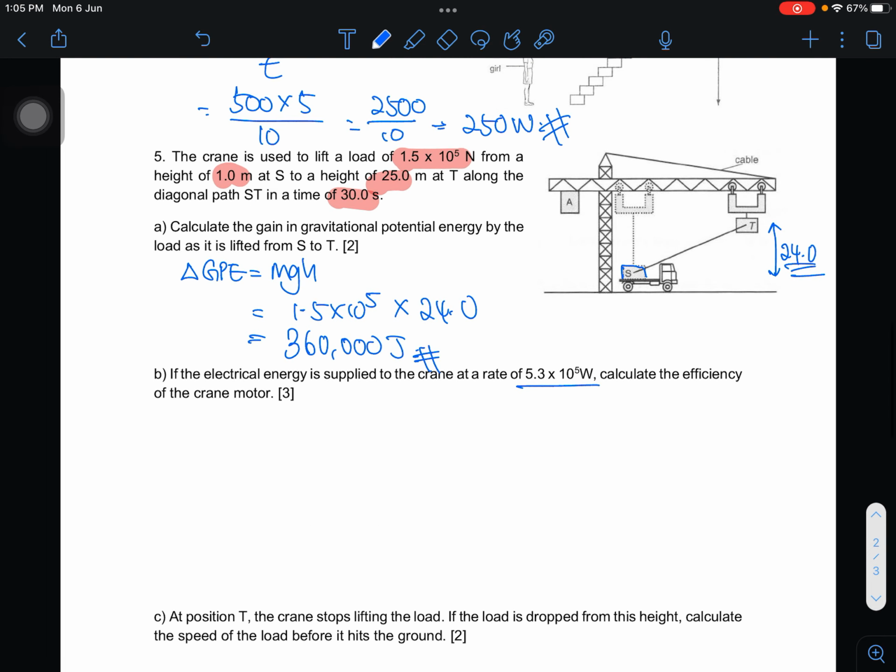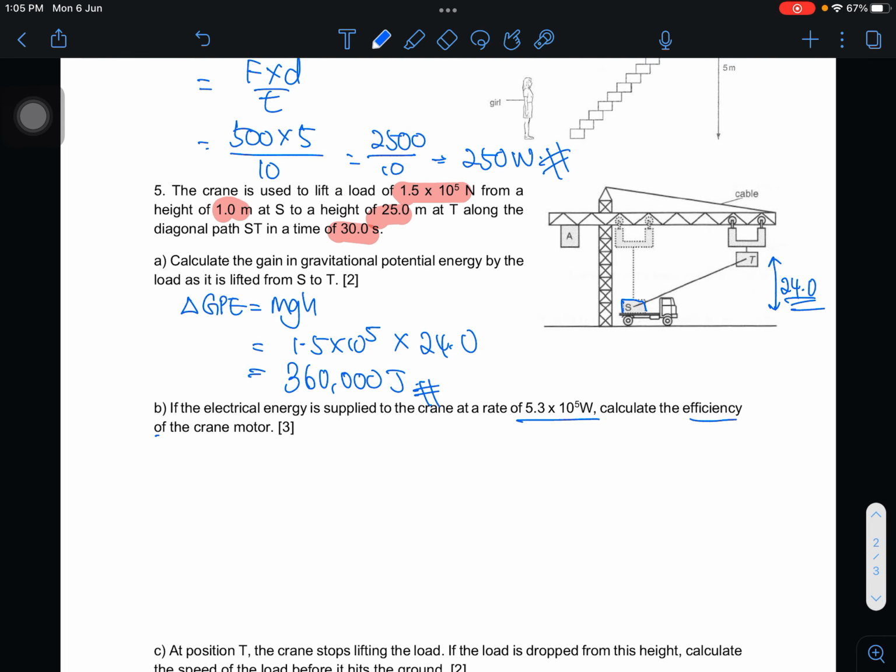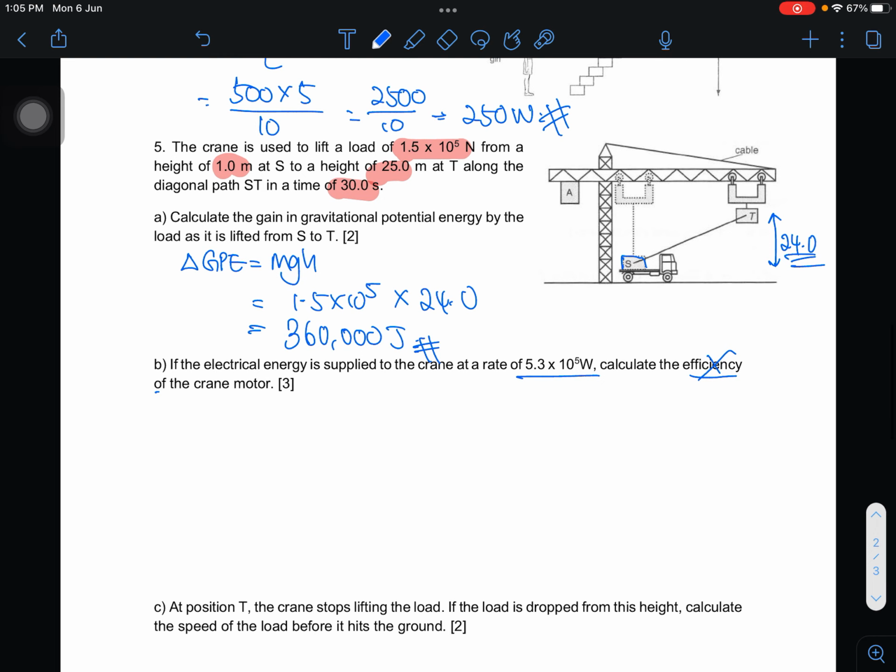Okay. If the electrical energy is supplied to the crane, what is the meaning of this? Technically speaking, efficiency, we don't have to do, right? It's actually out of syllabus, but I'm just going to talk about this now. This means 5.3 times 10 to the power of 5 joules of energy in 1 second. Every 1 second, I supply this amount of energy. So how long was the engine operated for? The entire crane was operated for 30 seconds, right?